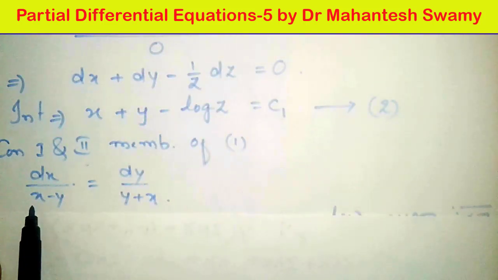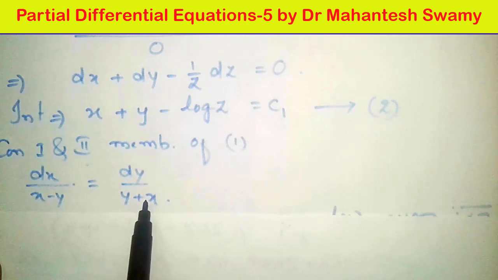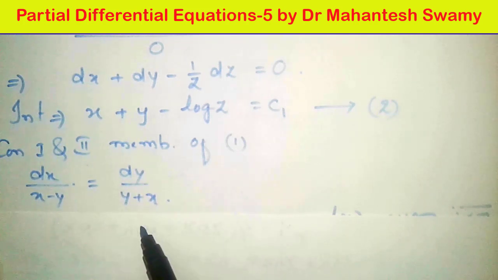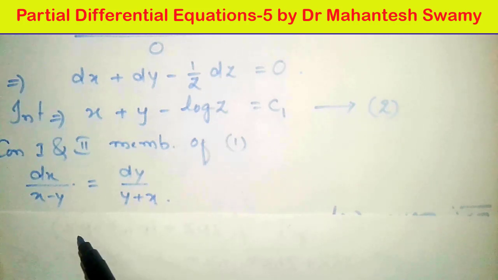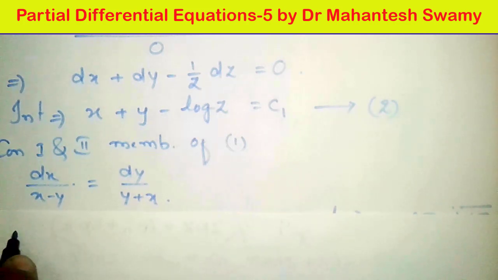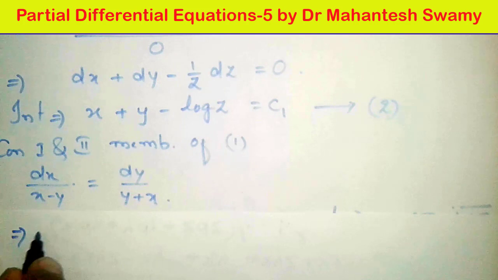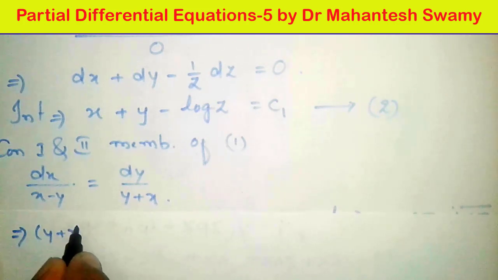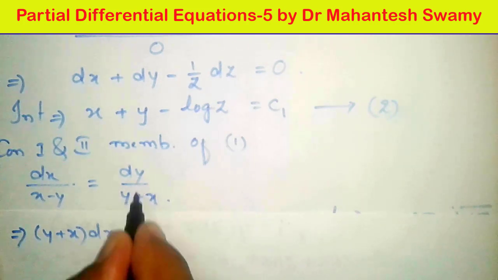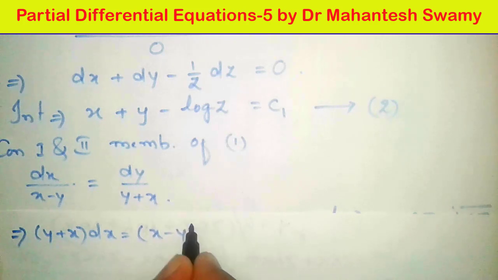Again, we observe here that the terms are having x and y together in each. Therefore, we cannot directly proceed for integration because the variables are not separated. So what we shall do, we shall cross multiply and see if it is possible to rearrange the terms. So here when we cross multiply, this is y plus x into dx, and on RHS it is x minus y into dy.